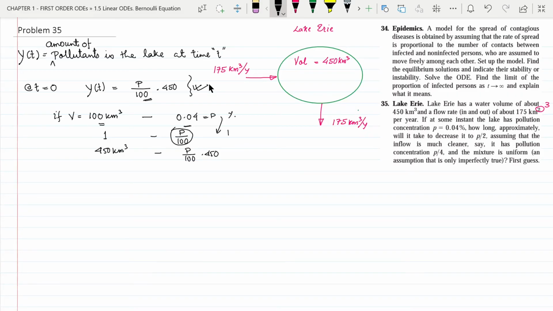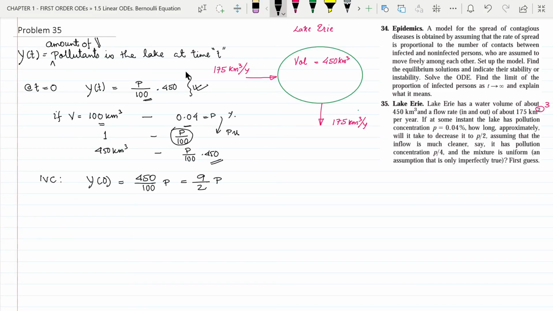First, we have expressed the pollution concentration from percentage to per unit. This was in percentage, this is in per unit. Then we have multiplied the volume of the lake to get the amount of pollutants in the lake at t equal to 0. One thing to remember here is Y of t is the amount of pollutants in the lake, not the pollution concentration. P is the pollution concentration, whereas P by 100 into 450 is the amount of pollutants at time t equal to 0. So the initial value condition we have is Y of 0 equal to 450 by 100 P, which is equal to 9 by 2 P.